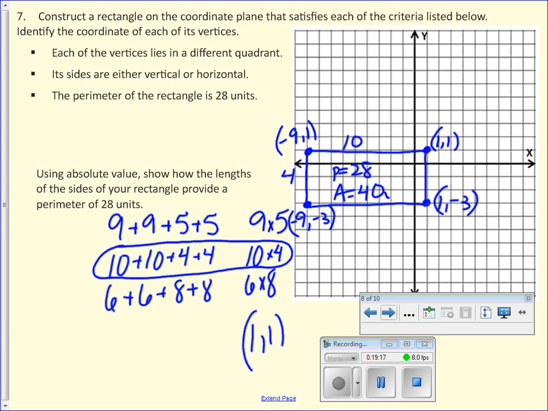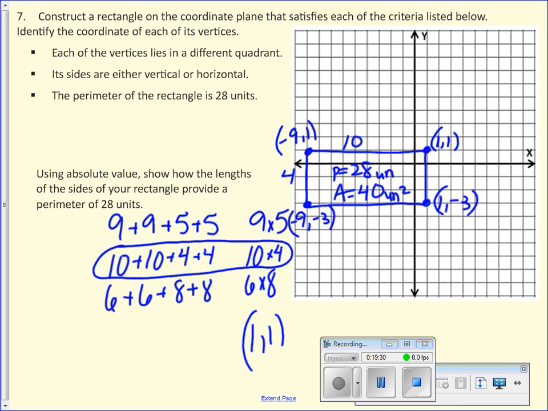Did anybody do it differently? How'd you do it? Instead of going down 4, did you go down 10? Yeah. Okay, so 3, 4, 5, 6, 7, 8, 9. So you could have gone down to 1, -9. And then gone over 4, to -3, -9. Then -3, 1, and then back to 1, 1. Yep. So those were your 2 choices.